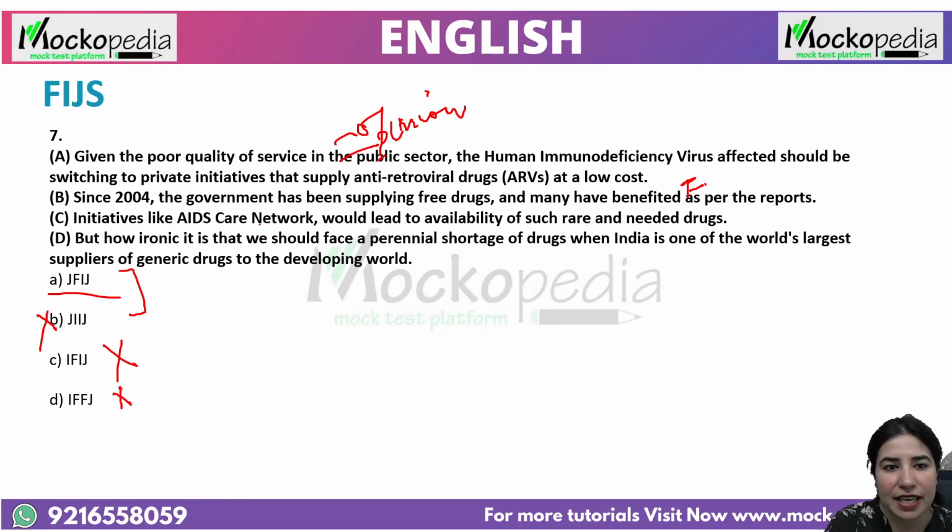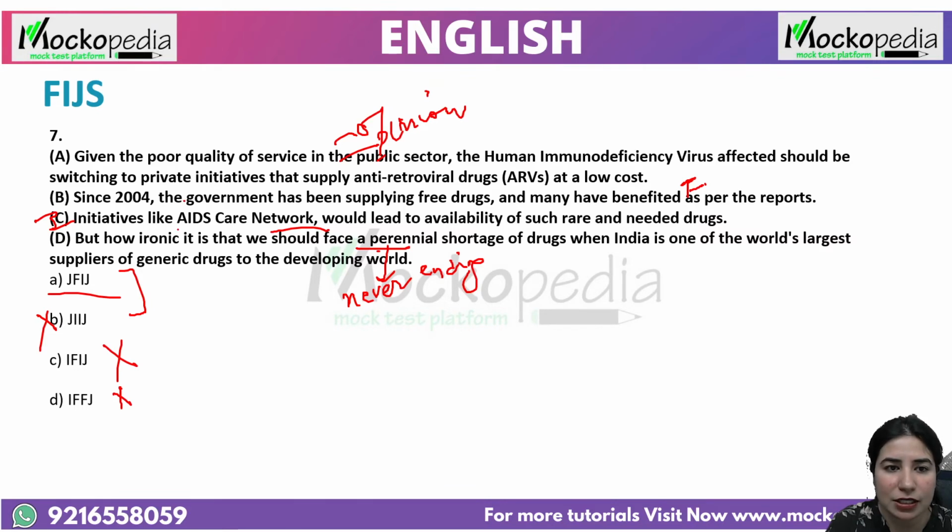Initiatives like AIDS Care Network would lead to availability of such rare and needed drugs. अब यानी कि इसके बेसिस पे आप एक कंक्लूजन ड्रॉ कर रहे हो, तो डेफिनेटली एक इन्फ्रेंस हो गया. But how ironic is that we should face a perennial is continuous, never ending, right? जैसे sun is a perennial source of energy, never ending है. When India is one of the largest suppliers of generic drugs to the developing world.